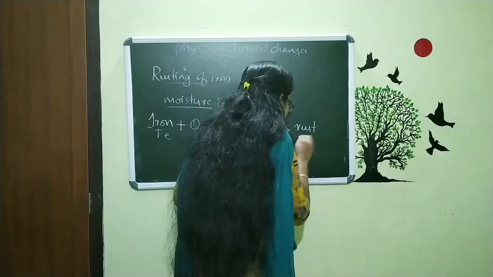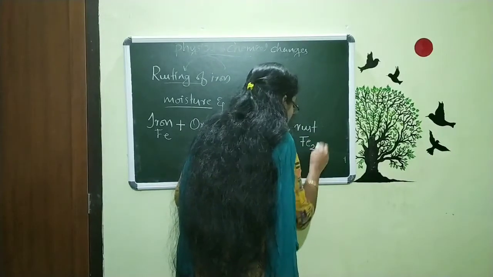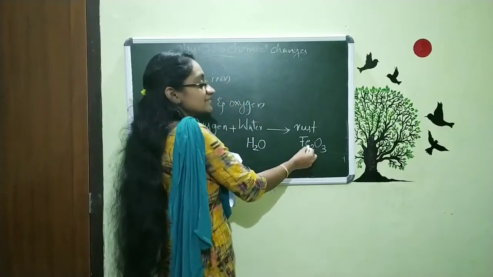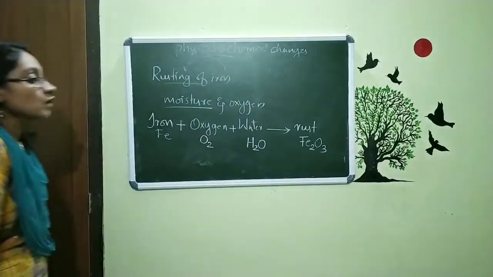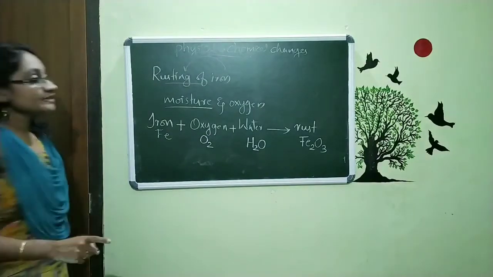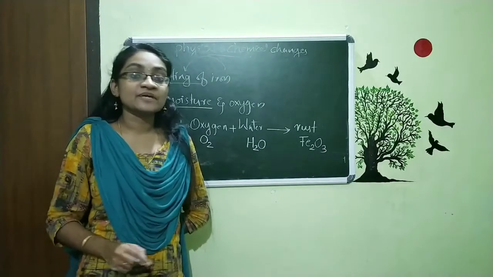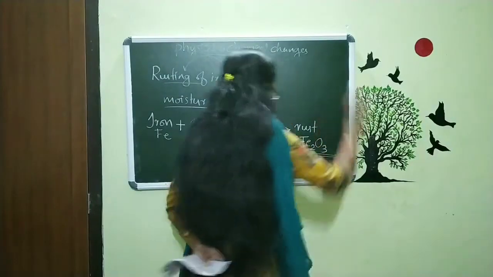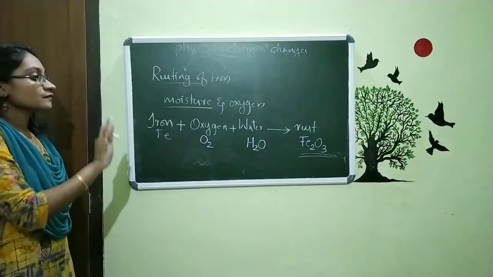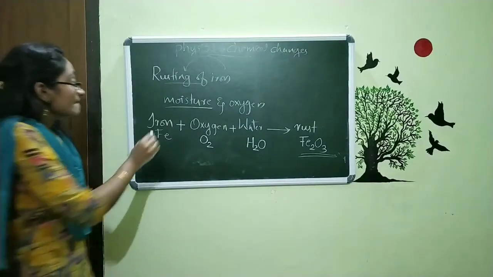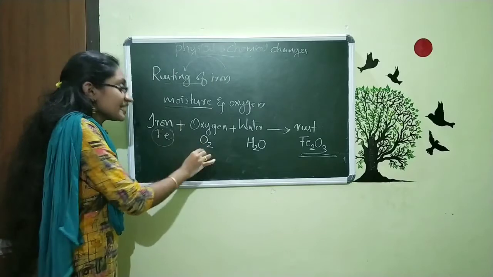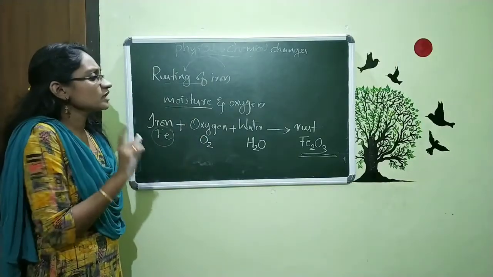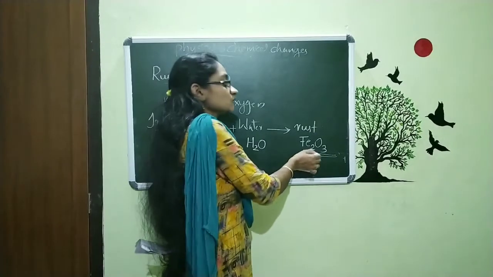Rust means Fe2O3. This 2 and 3 are subscripts, and the e is small. Fe2O3. So we can say the chemical formula of rust is nothing but Fe2O3. So here we are focusing that when iron reacts with oxygen and water, therefore rust, and the chemical formula of rust is Fe2O3.